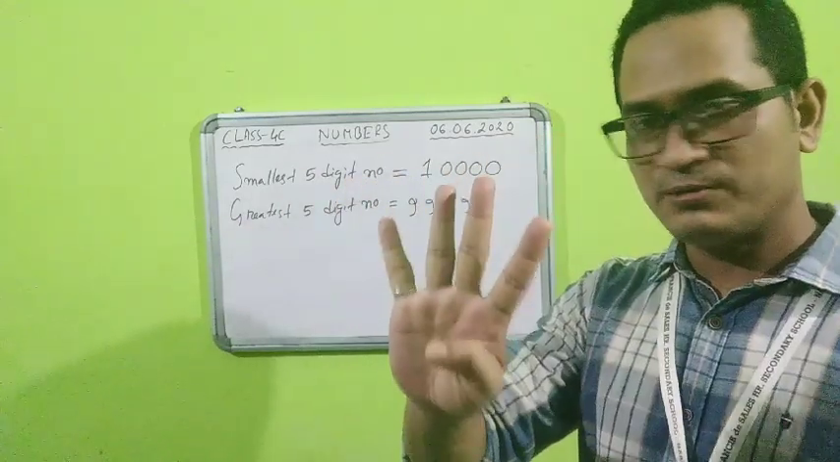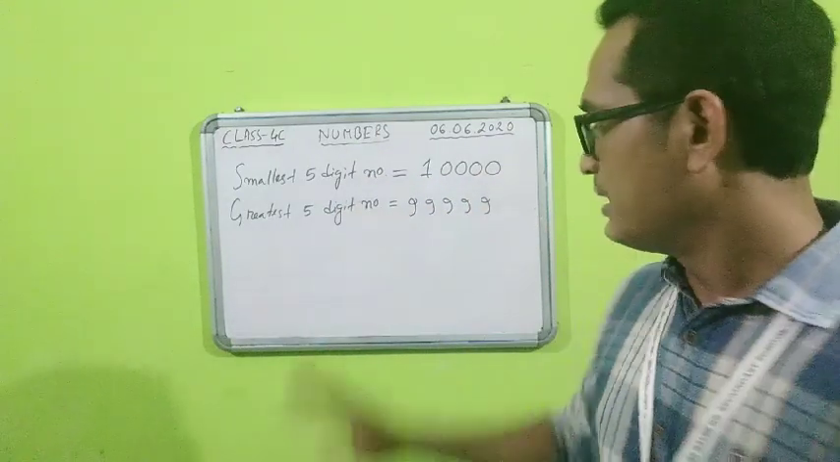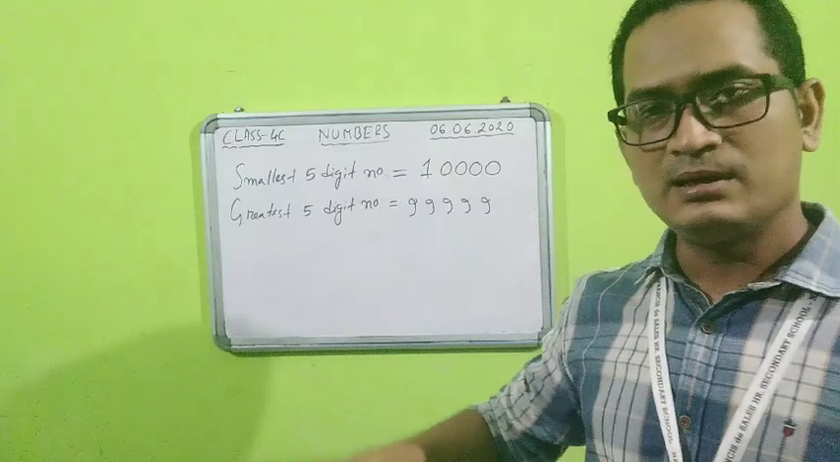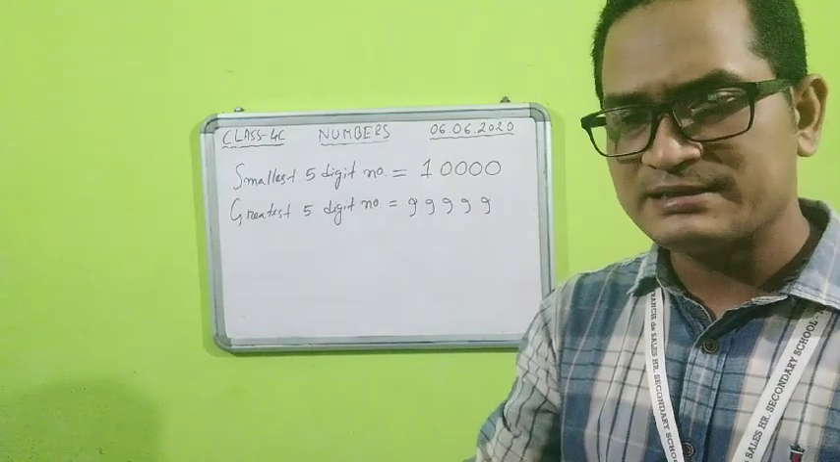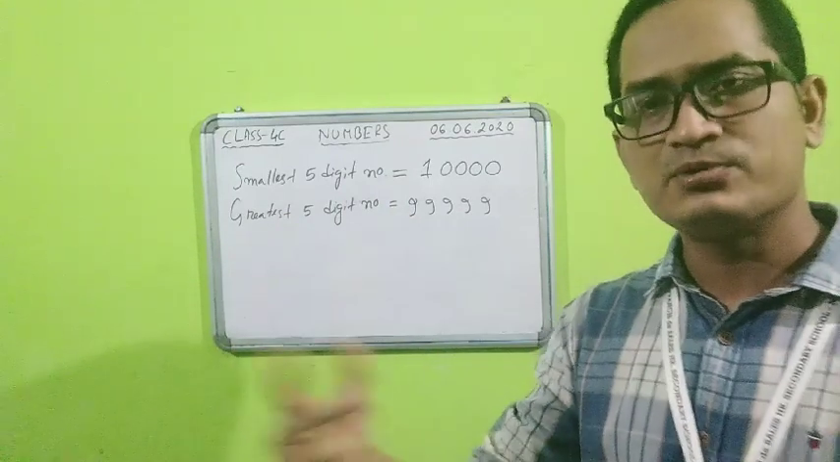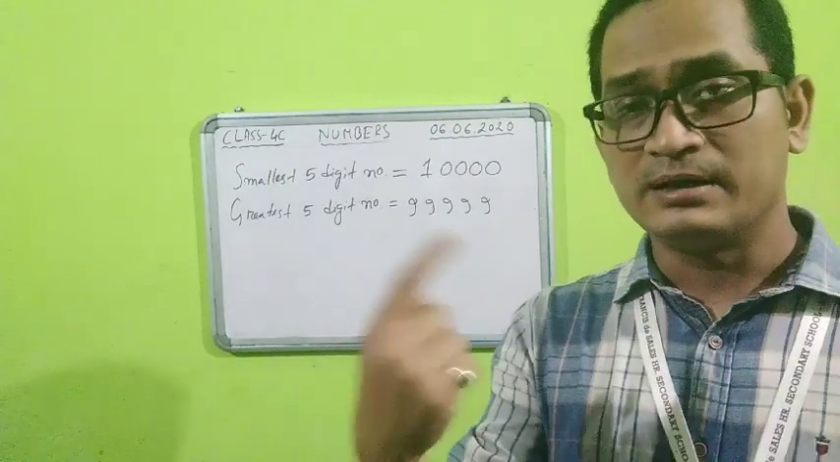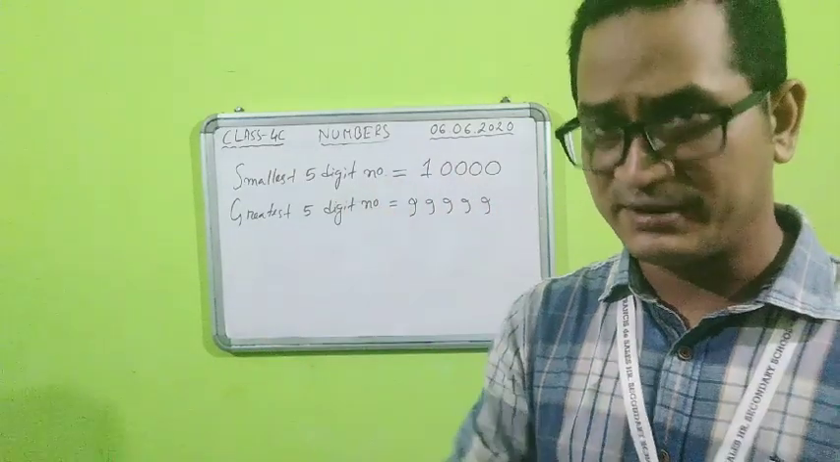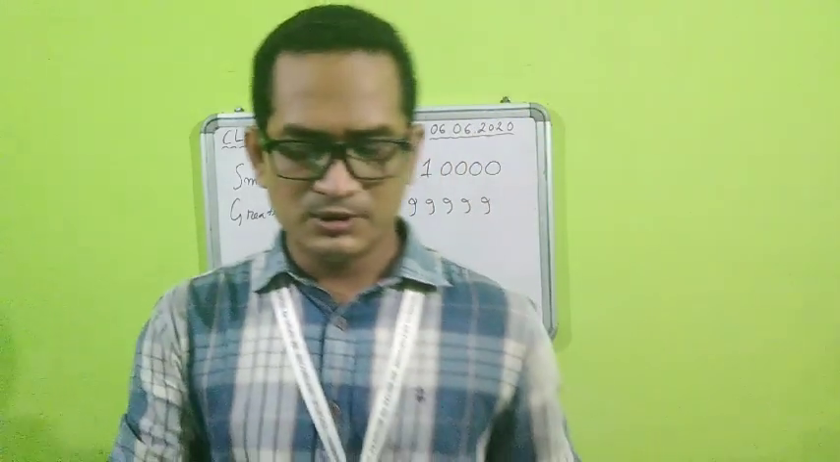4 zeros will come, and then 1 will be on the extreme left. And to make the greatest 5-digit number, it is very easy. You put only 9. If I need a 4-digit number, put 9 four times. If I need the greatest 3-digit number, put 9 three times. Since it is the greatest 5-digit number, I have to put 9 five times. Fine. So this is the concept that we need to understand here.